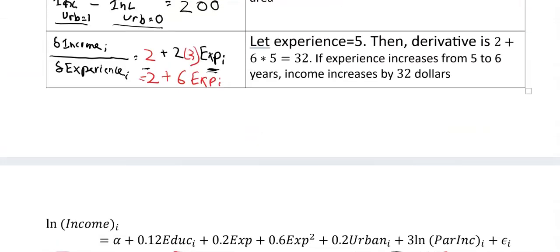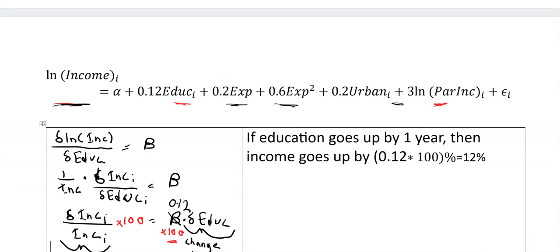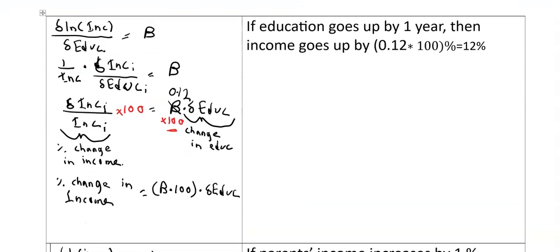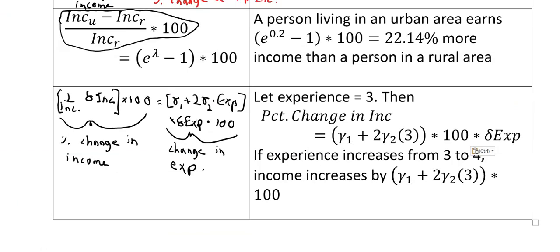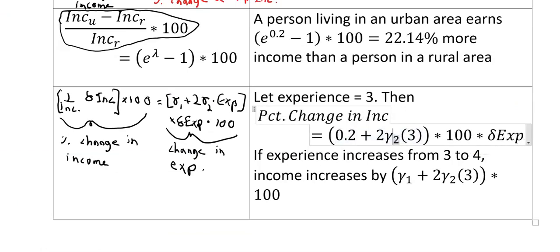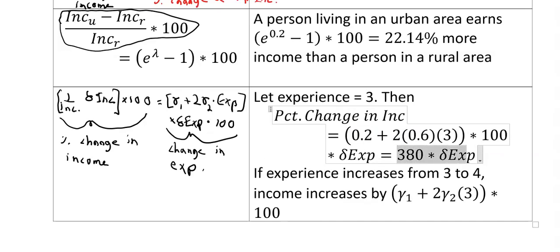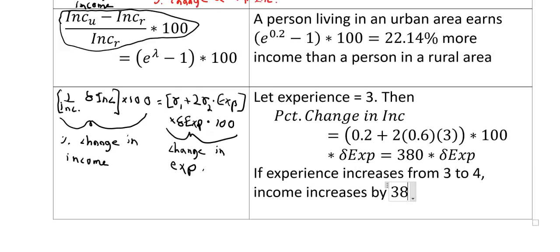We said gamma 1 is going to be 0.2 and gamma 2 is 0.6. Now plugging in gamma 1 equals 0.2 and gamma 2 equals 0.6, we get this big number, 380 times delta EXP. So now if the experience goes up from 3 to 4, then our income should go up by 380%. So it's a big number, big increase, but that's because our coefficients were pretty big.